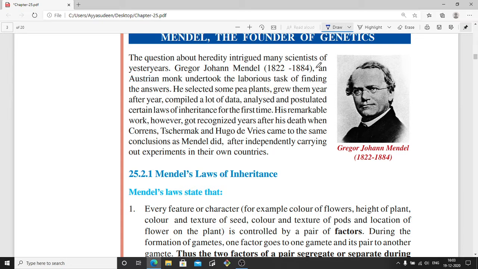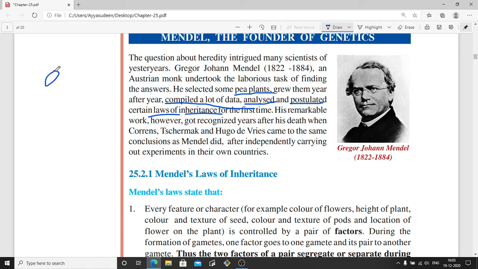What he did was that in his lab or in his garden he took pea plants. If you don't know what pea plants are, Google, you will know what a pea plant is. So he grew them for many years and he compiled a lot of data. Okay, he gathered a lot of information and he analyzed it and he postulated, he made certain laws of inheritance.